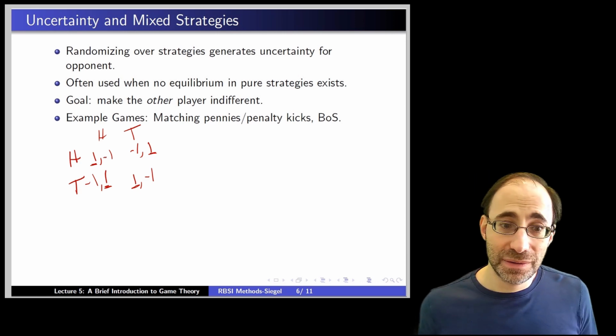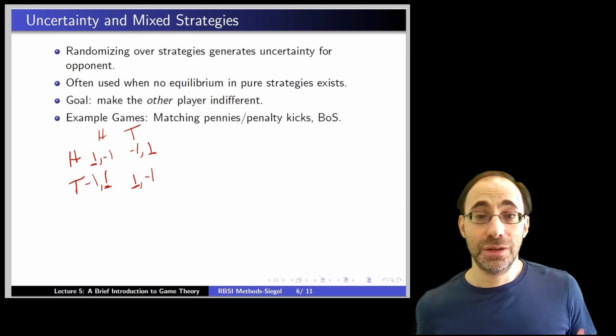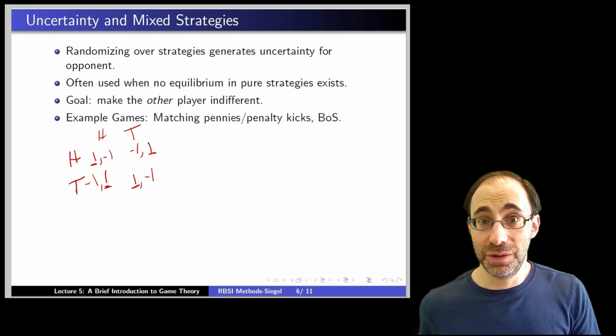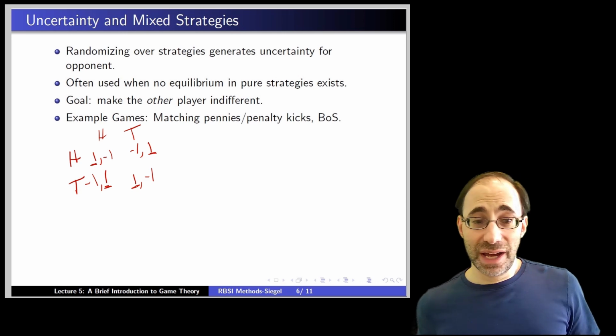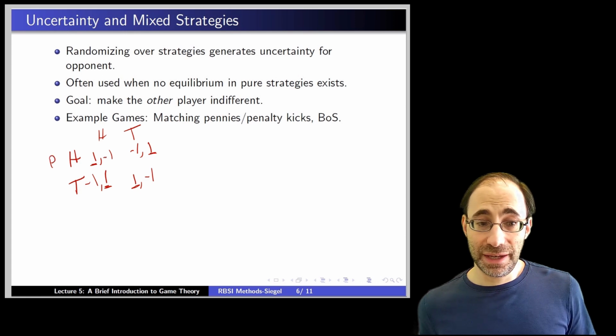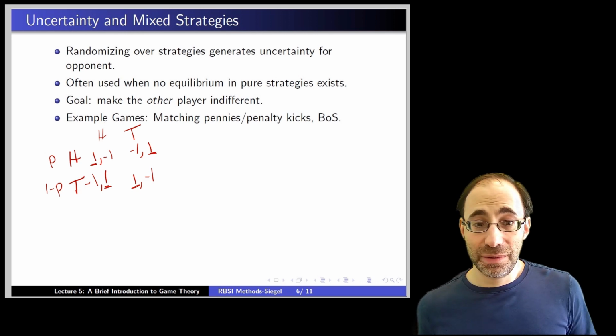However you want to interpret this thing, though, it works the same way, and that's what we're going to do now. So the way you do this is by making the opponent indifferent between their strategies. So we're going to assign probabilities now. We're going to say that player 1 plays heads with probability P and tails with probability 1 minus P. And player 2 is going to play heads with probability Q and tails with 1 minus Q.